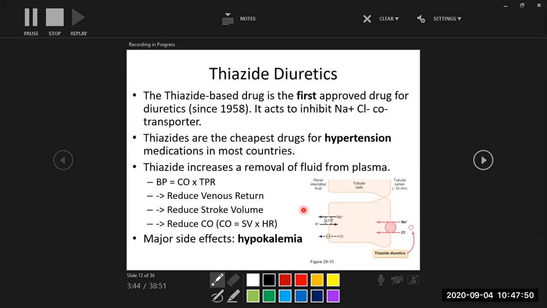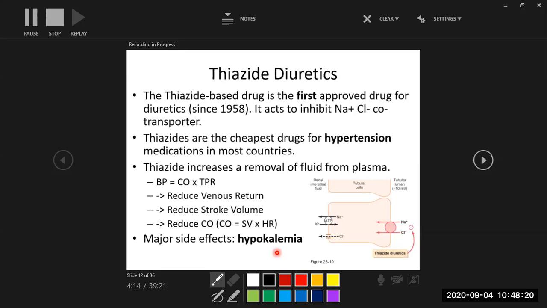And the side effect of the thiazide is the hypokalemia. Okay, so that's the side effect. You also need to know that too. So why is that? Why is the thiazide blocking the sodium chloride co-transporter can cause hypokalemia? Hypokalemia means the low potassium in the body.